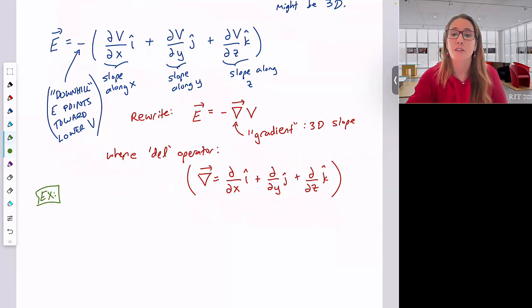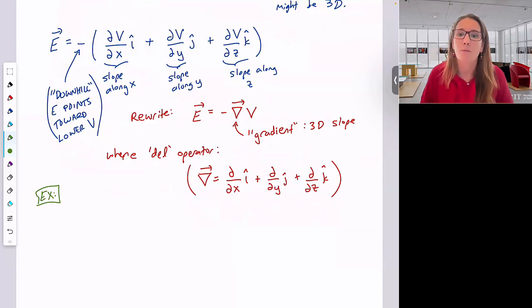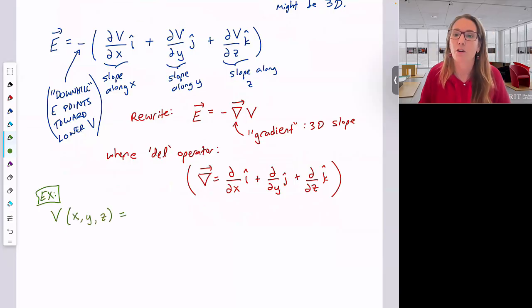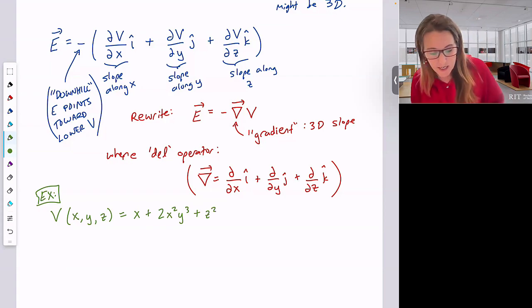The trick here is that the derivative is taken as if everything else is constant. So if we have a potential that varies with x, y, and z, so we have three variables, let's give that as something like x plus 2x squared y cubed plus z squared. Then we want to just take each term.